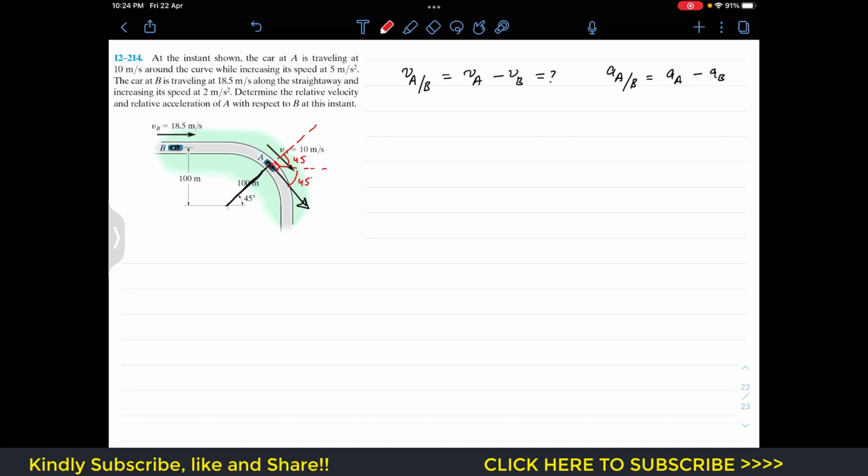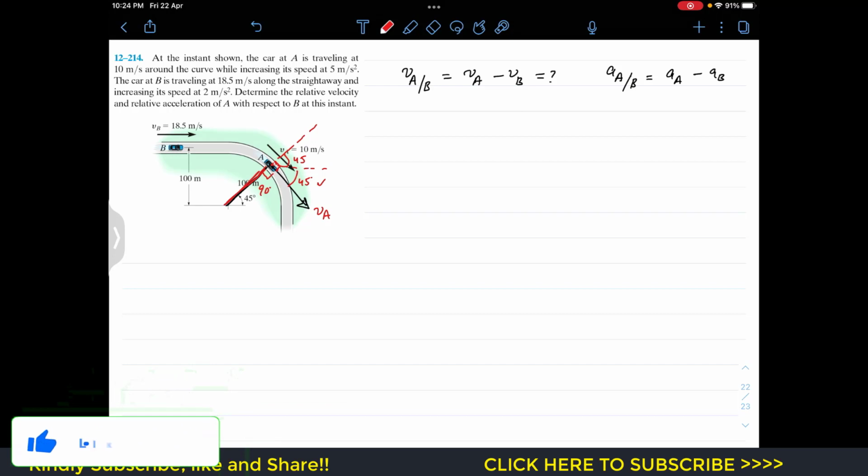So as we can see, this angle is also 45 degrees. So this VA, which is tangent to the path, is making 45 degrees with the horizontal. Since if this is the normal axis, then this VA is also making 90 degrees here as well. So if this is 90 and this is 45 degrees, then this angle is 45 degrees. So this is confirmed that VA is making 45 degrees with the horizontal in the clockwise direction.